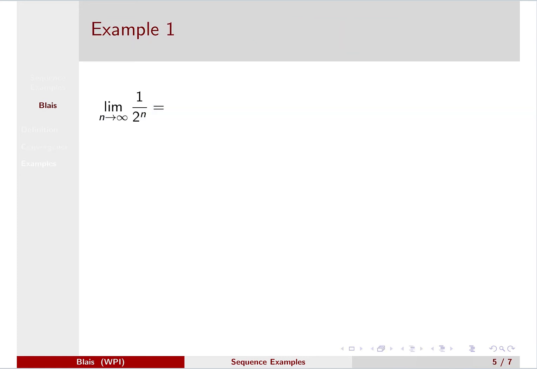So for example, if we want to look at the limit of the sequence 1 over 2 to the n, recall what that is. If we start at n equals 0, you would have 1 over 2 to the 0, or 1. 1 over 2 to the first. 1 over 2 squared. 1 over 2 cubed. 1 over 2 to the fourth. And looking at this, we intuitively can tell that this is converging to 0.